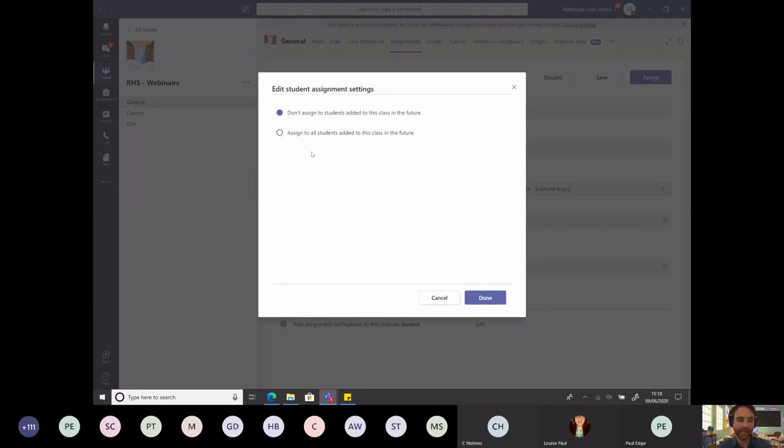Okay, so if you get a new pupil within your class and you assign to all students who added it to the class in the future, they will be able to see all of that work, or you can choose not to do that. That's obviously dependent on your philosophy as a practitioner, and whether or not it gives students opportunities to challenge themselves if they complete work in future by looking back at work that they've not yet done.